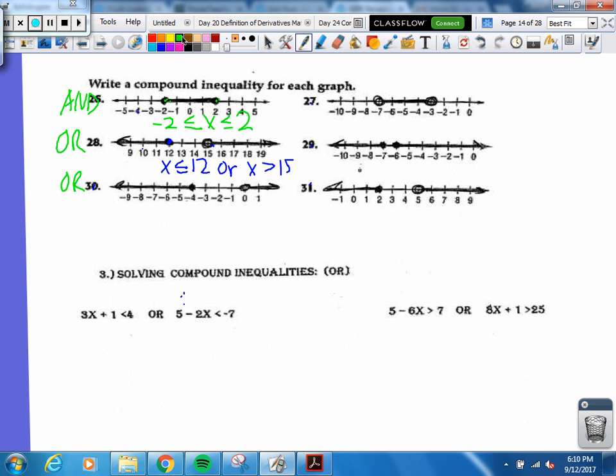All right, welcome back. Here you go. So this one right here is an or. So x is less than or equal to negative 4, or x is greater than 0. That's right. Put a check if you got that one. Good work.